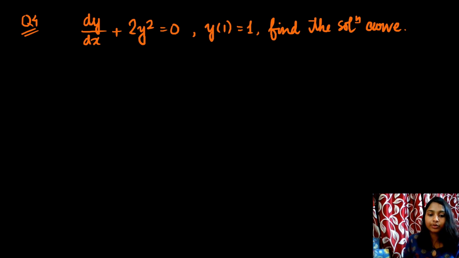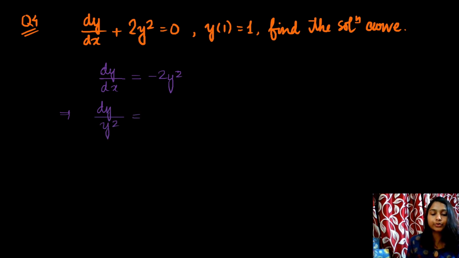Okay, so moving to this problem here, it is a quite easy problem. It is obvious. So let us now try to solve this. dy dx equals minus 2y square. So we can take y square with dy and minus 2 with dx. So it will give dy divided by y square equals minus 2 dx.